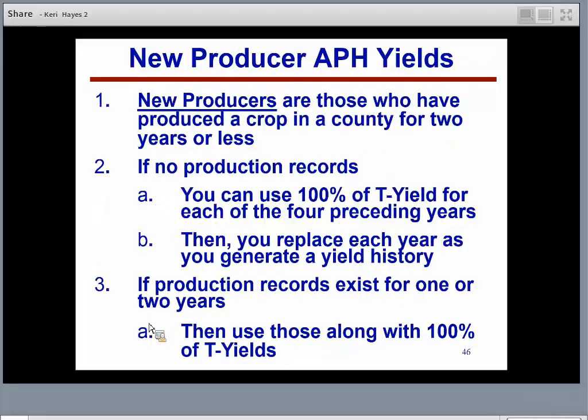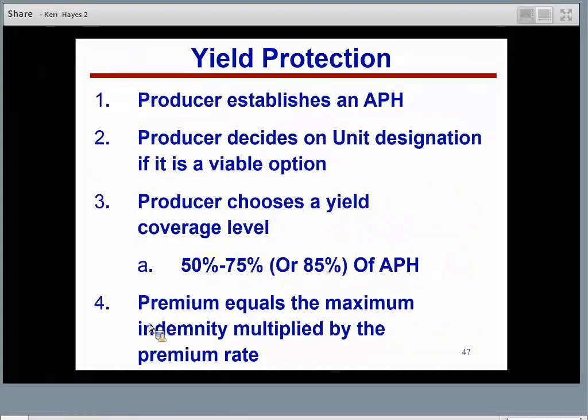New producers are those who have produced a crop in a county for 2 years or less. And there are certainly ways, and I think the RMA is making a big push to get more people involved, especially new and beginning farmers, to get in there. If you do have questions about this, your crop insurance agents are really good people to talk to about what your guarantee is going to be. But record keeping is certainly an important part of the crop insurance program.